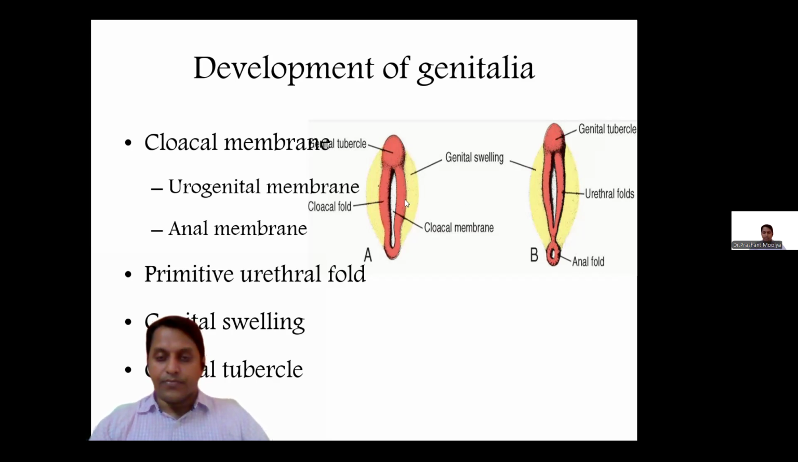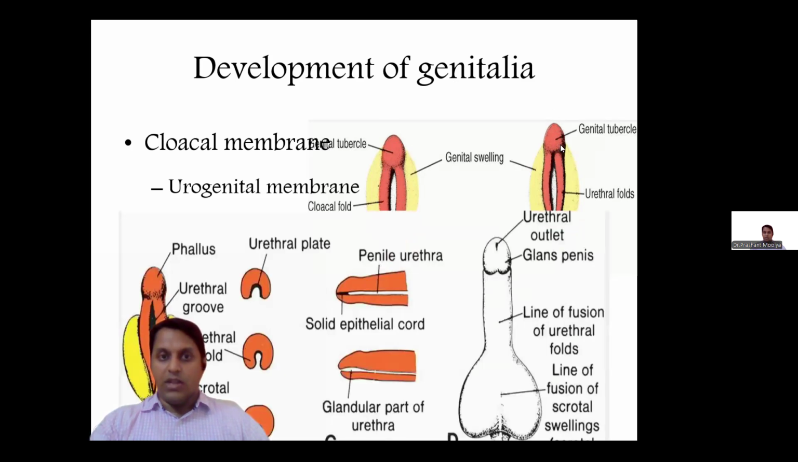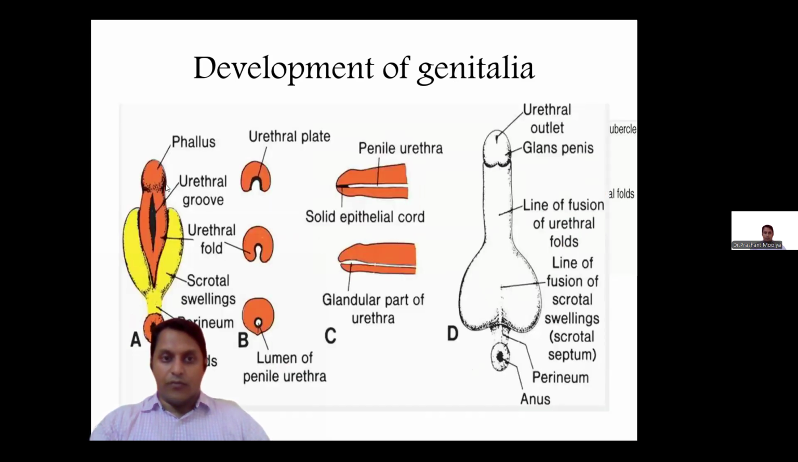So these are the three major swellings which will be contributing to the genitalia. The first is the primitive urethral folds on the sides, the genital swellings on the sides again, and the tubercle in the midline here. As these grow longitudinally, fusion happens in the male. When this is happening, the genital tubercle initially grows to form the phallus. So in the male, this will progress further to form this.